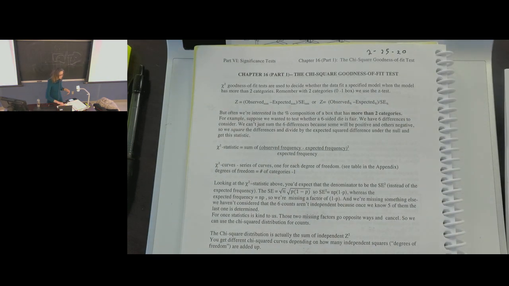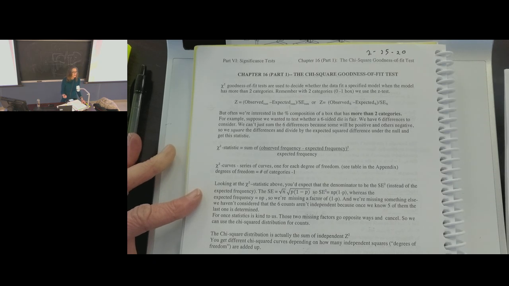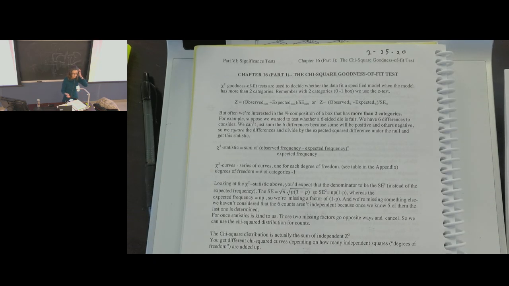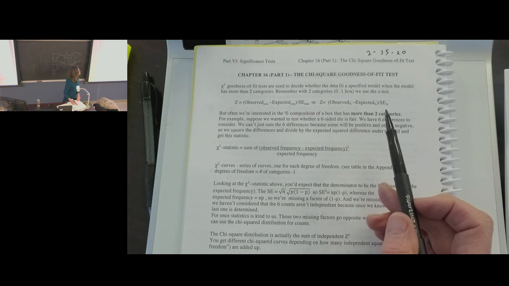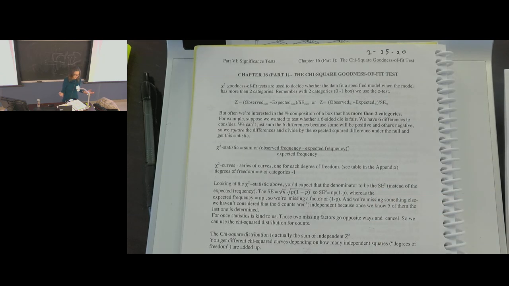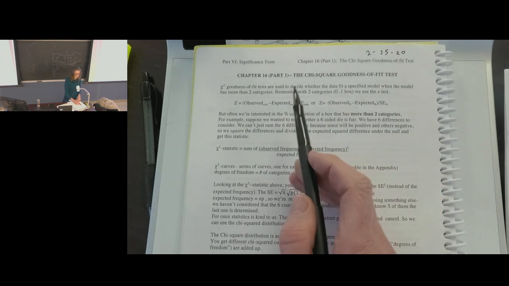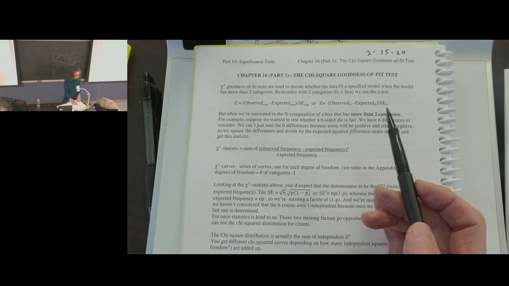All right, so what we're going to be doing today are 2 new significance tests. So far we've done the z-test and the t-test. Now we're going to be doing 2 tests involving the chi-square distribution. The first one is the chi-squared goodness of fit test. So when do we use those? Well, we use them when we have more than 2 categories, when we have 3 or more categories.